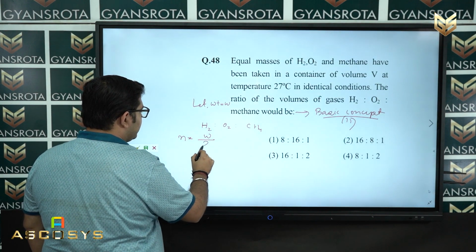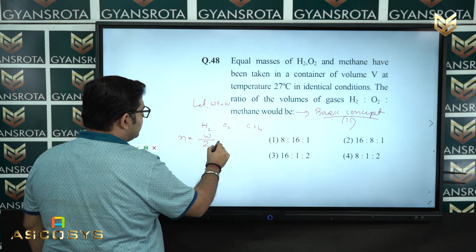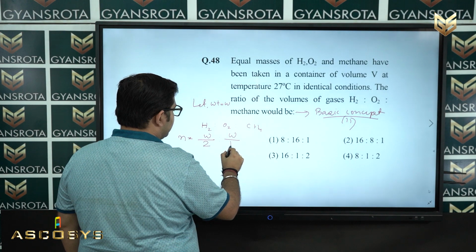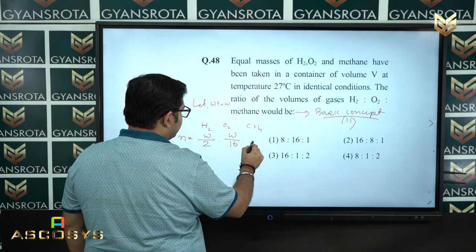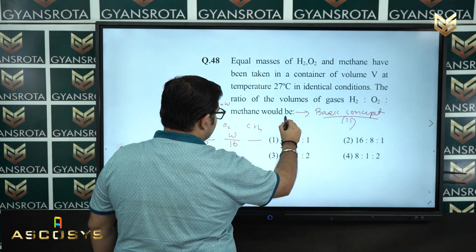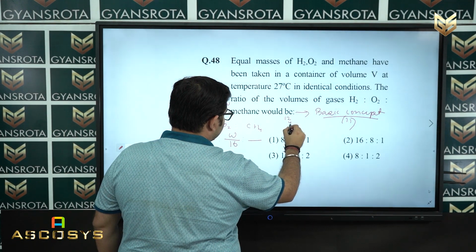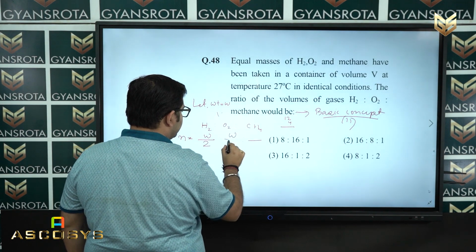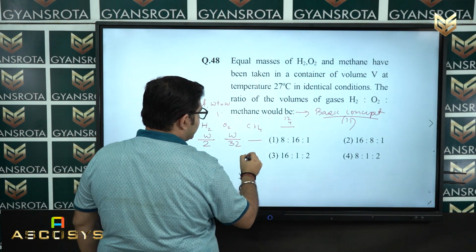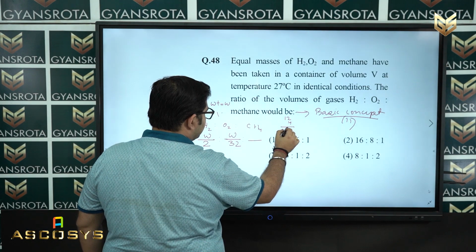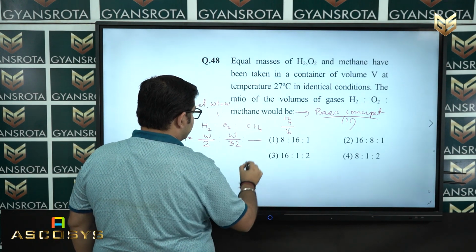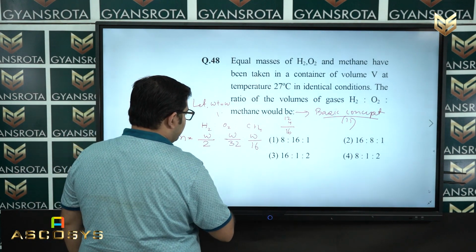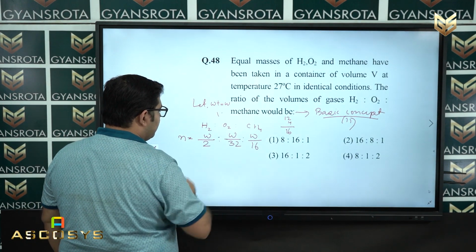For hydrogen it will be W by 2. For oxygen again W, and the molecular weight is 32, because 16 into 2 is 32. For methane it will be 12 plus 4, which comes to 16. So this we obtain as the ratio form of the moles.